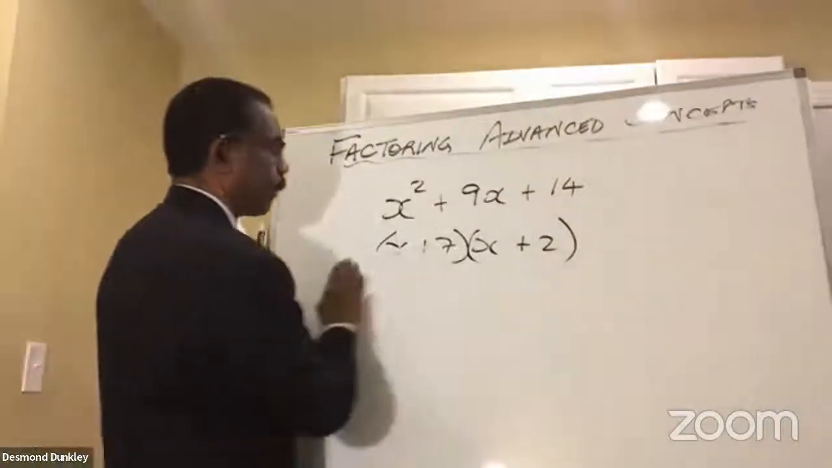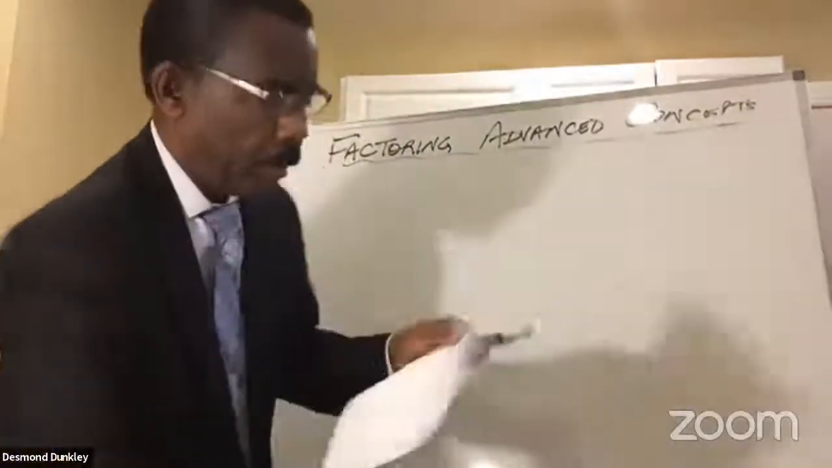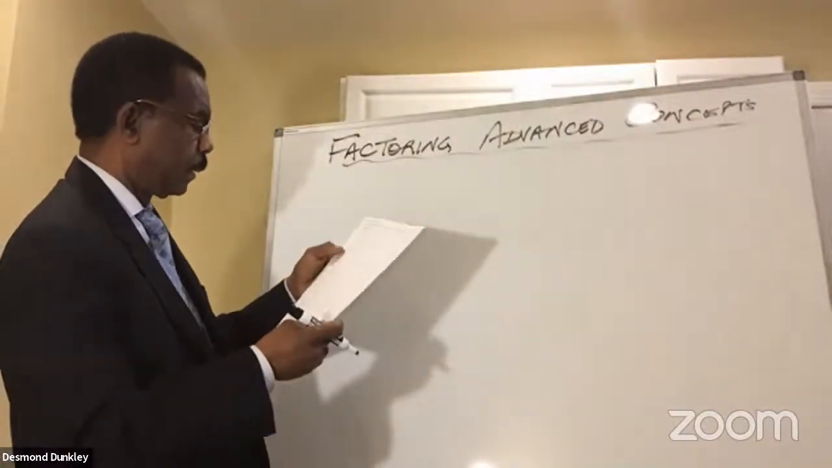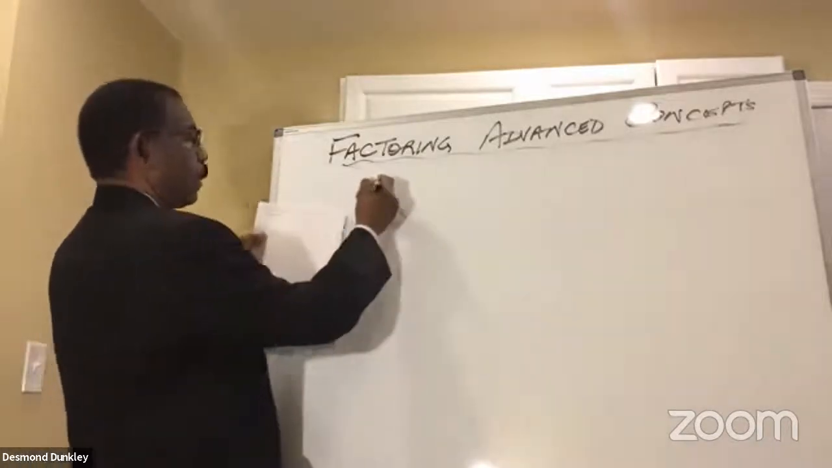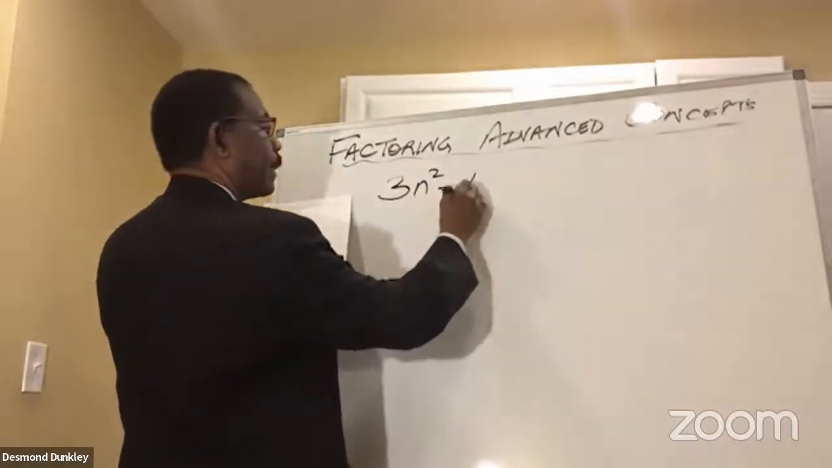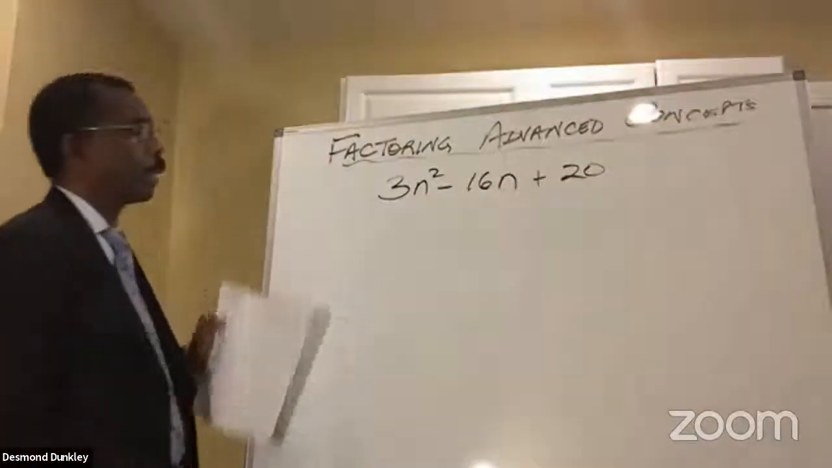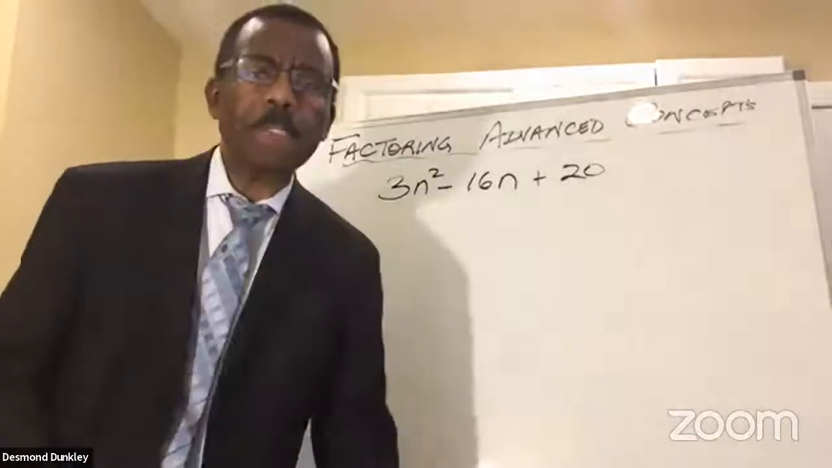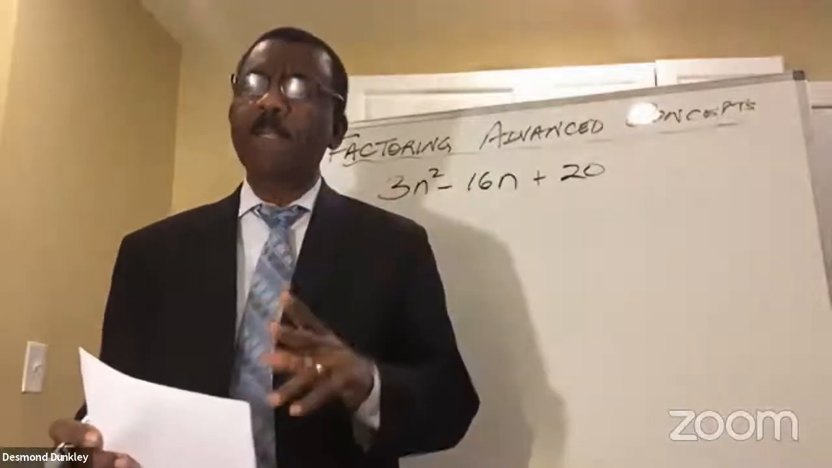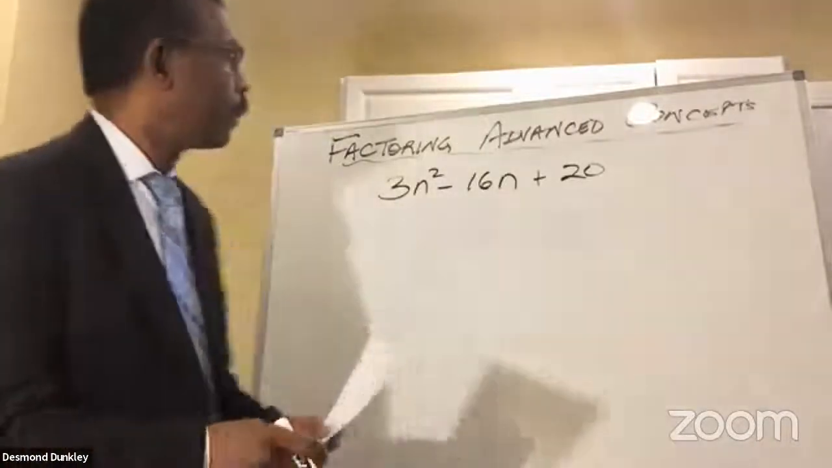Here is our first example. Suppose we were asked to factorize, let's use a simple one, 3n squared minus 16n plus 20. This is significantly different from those that we did last week. Much different. And there is a method to the process.